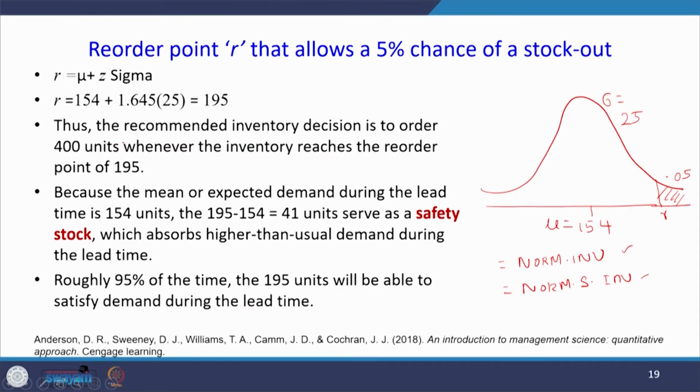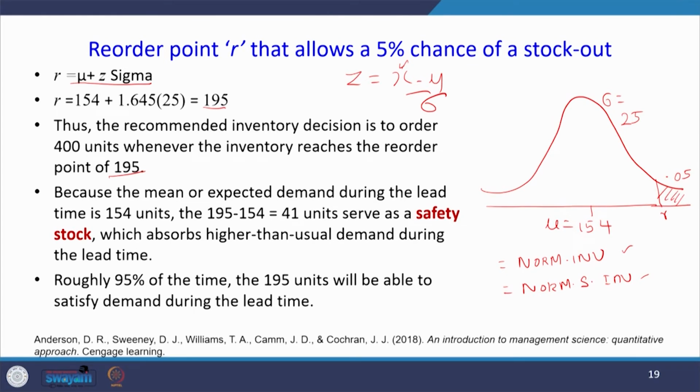So, the recommended inventory decision is to order 400 units whenever the inventory reaches the reorder point of 195. How did we get this 195? Just now I have shown this. The generic formula is R equal to mu plus Z sigma, but this is not something new. This is our traditional z equal to (x minus mu) by sigma. Here x is nothing but your reorder point. When you readjust this, x equal to mu plus Z sigma. That is why this formula has come.